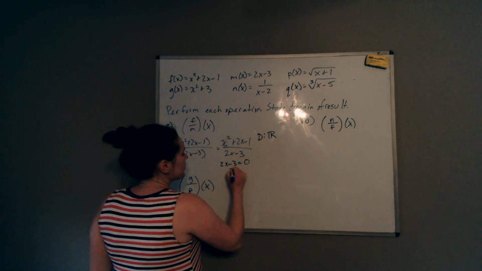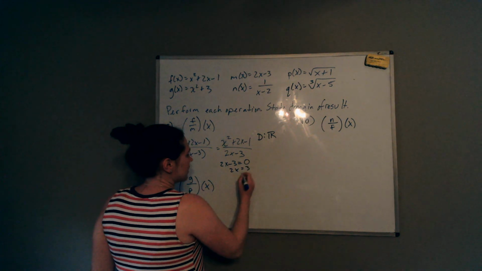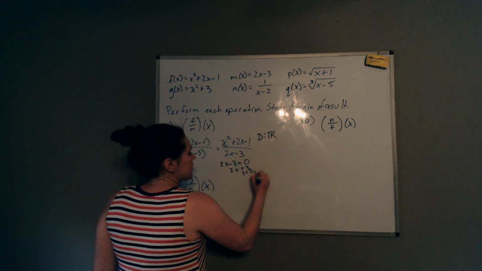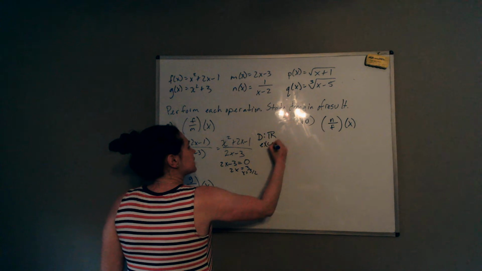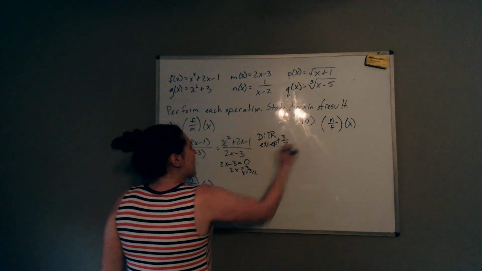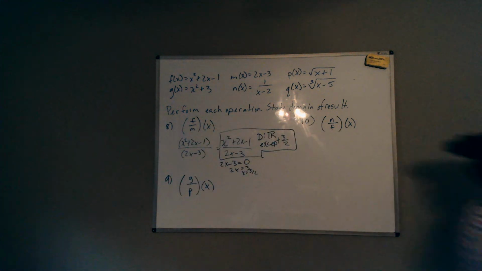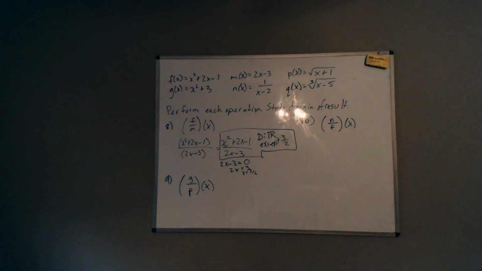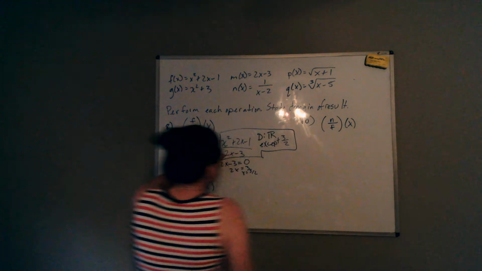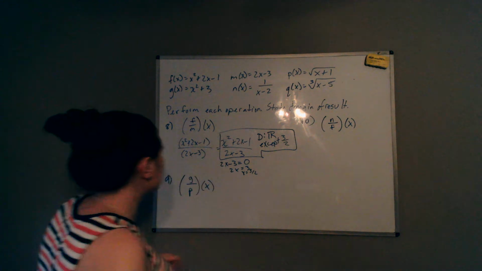So if we add 3 to both sides, we get 2x equals 3. Divide by 2, we get x equals 3 halves. So all real except 3 halves. Now we can see that in this problem it's just going to be one value that needs to be excluded, because there's only one thing that could make this 0, and that's the only kind of restriction that we have.